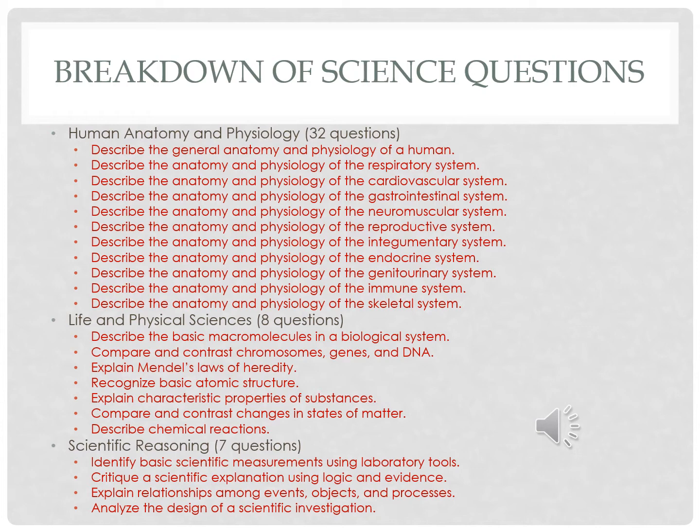The vast majority will be on human anatomy and physiology, including the respiratory, cardiovascular, gastrointestinal, neuromuscular, reproductive, integumentary, endocrine, genitourinary, immune, and skeletal systems. There will be 8 questions on life and physical sciences, where you will need to describe the basic macromolecules in a biological system, compare and contrast chromosomes, genes, and DNA, explain Mendel's laws of heredity, recognize basic atomic structure, explain characteristic properties of substances, compare and contrast changes in states of matter, and describe chemical reactions.